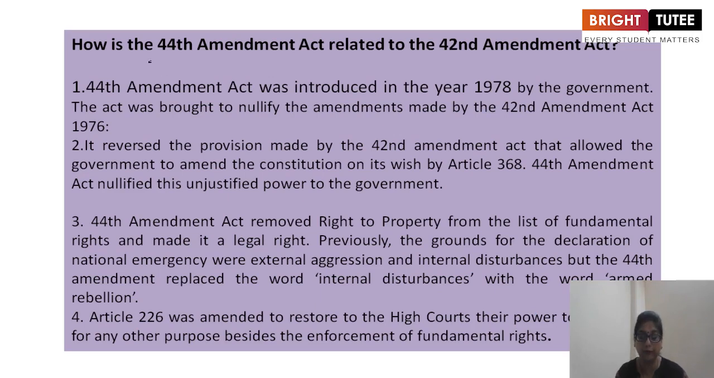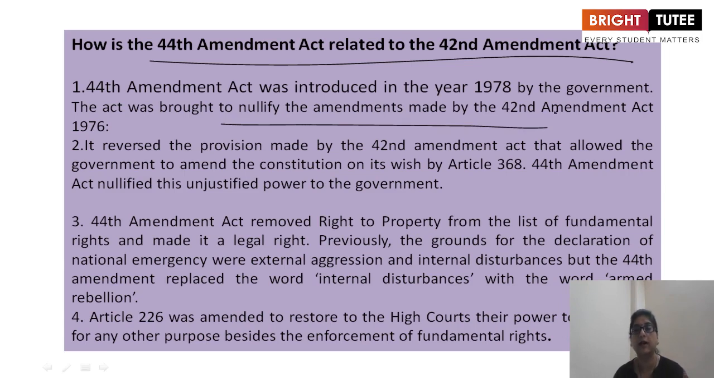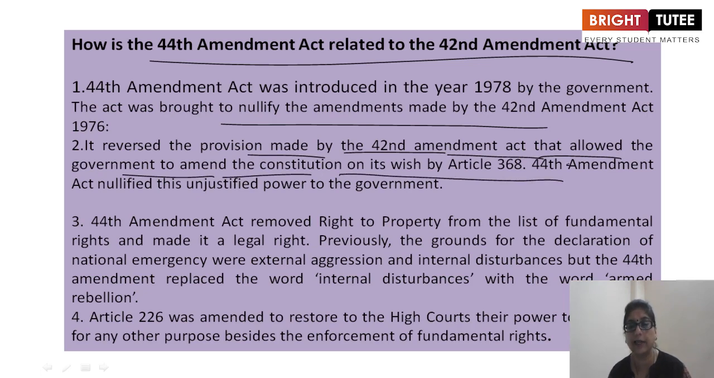Now, how is the 44th Amendment Act related to the 42nd Amendment Act? The 44th Amendment Act was introduced in the year 1978 by the government, and the act was brought to nullify the amendments made by the 42nd Amendment Act 1976. It reversed the provision made by the 42nd Amendment Act that allowed the government to amend the Constitution at its wish under Article 368. The 44th Amendment nullified this unjustified power of the government. And the third point is that the 44th Amendment Act removed the right to property, which was very important, from the list of fundamental rights, and made it a legal right.